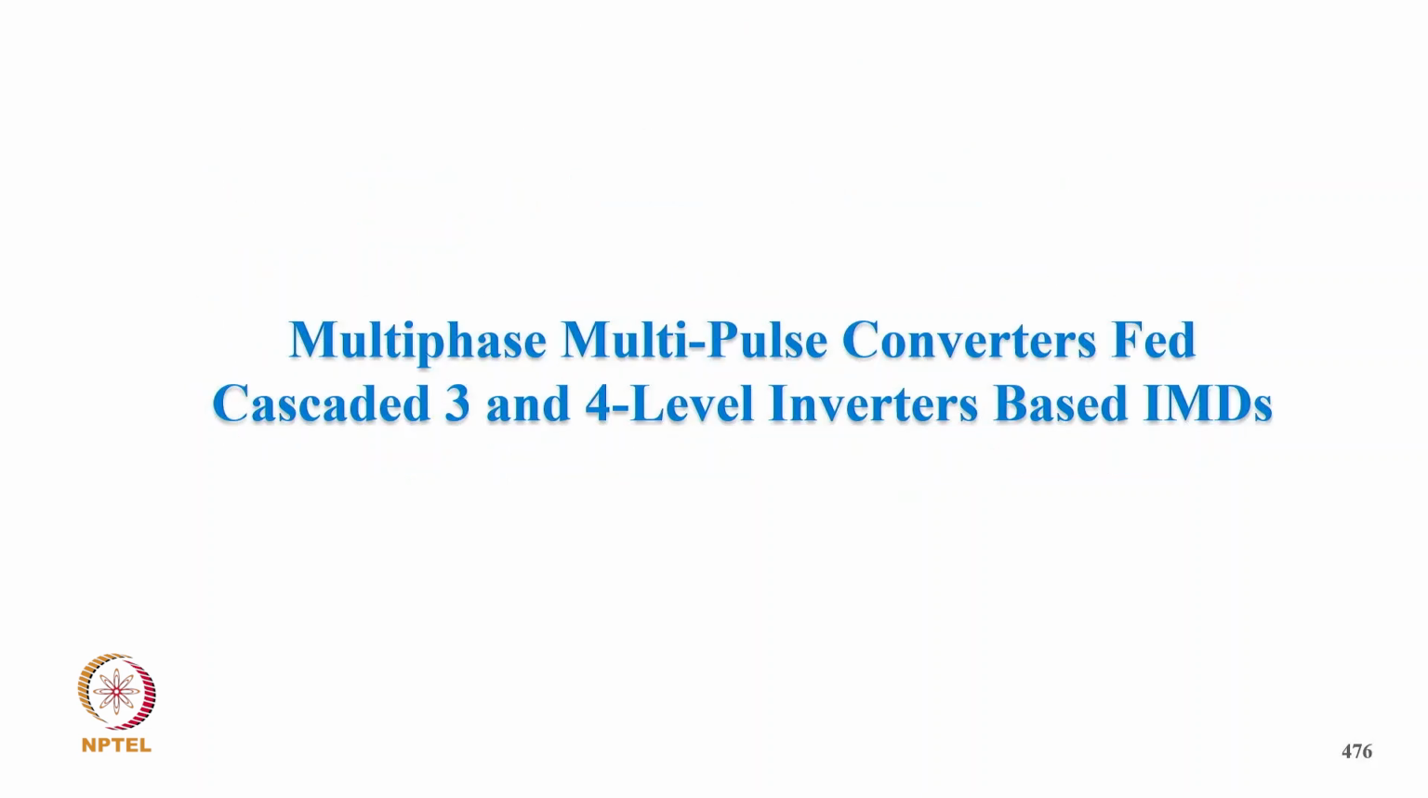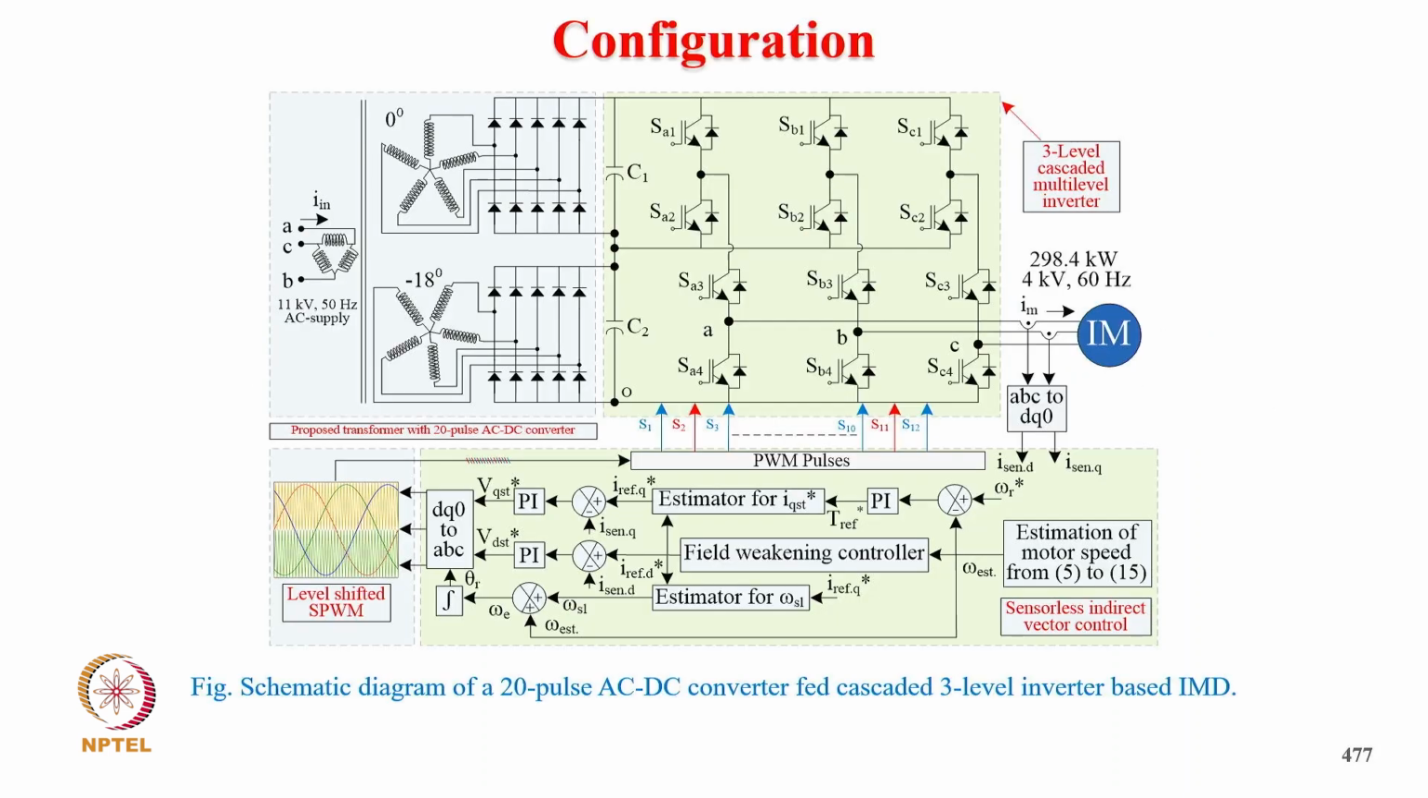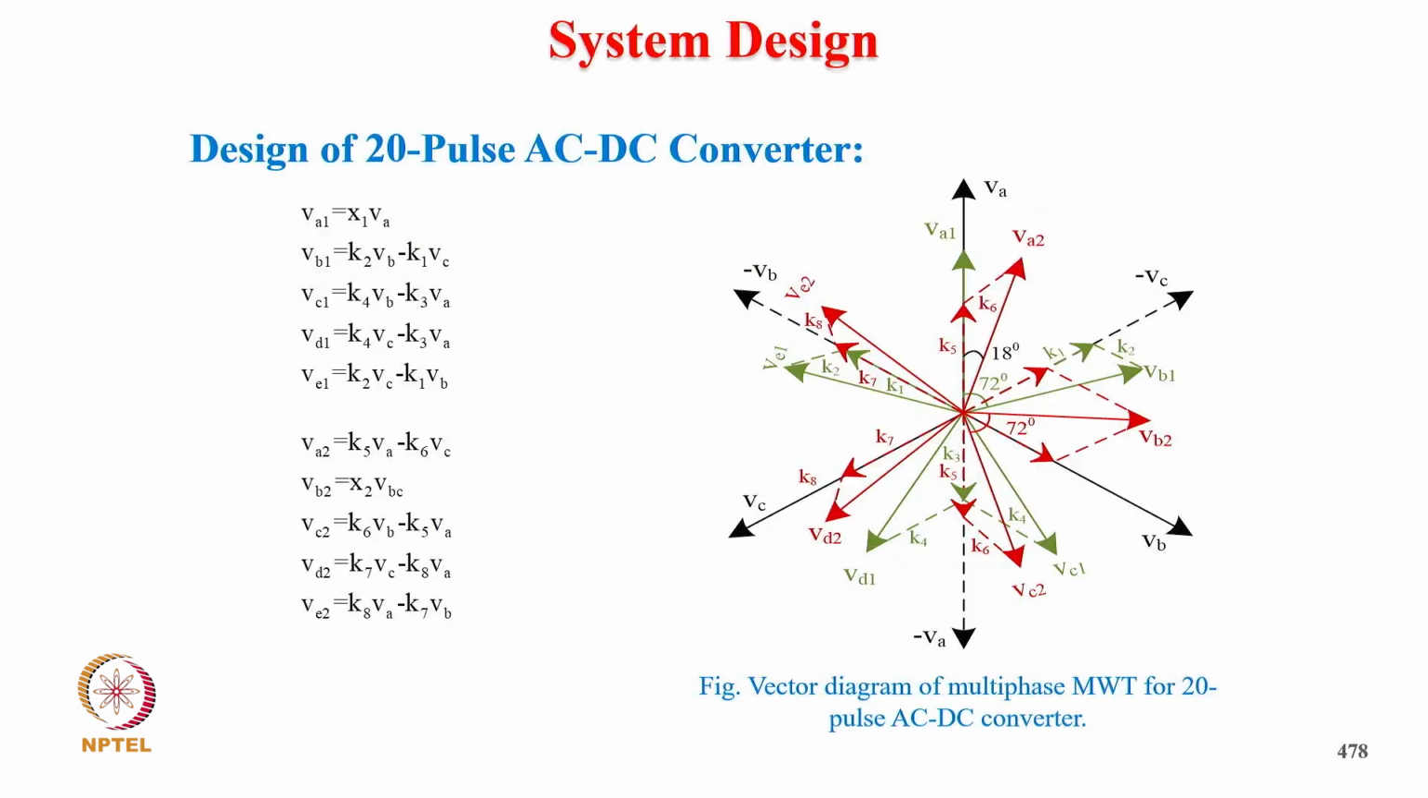Now coming to the multi-phase multipulse converter fed cascaded 3 and 4 level inverter fed drive. You can see here a schematic of a 20 pulse AC cascaded 3 level. Typically you have 20 pulse, 10 pulse each, with the cascading, and then you have a cascaded 3-level inverter with, of course, the vector control diagram with the level shifted space vector modulation.